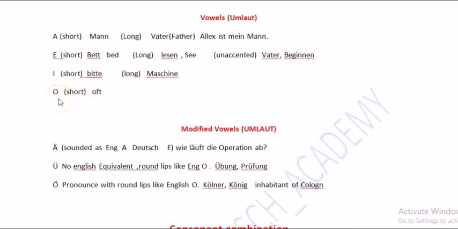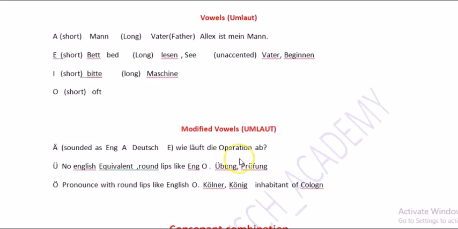Now O is pronounced short. For example, here we write oft. Oft shows frequency. It means how frequently something is performed and done. For example, we say: Wie oft haben Sie einen Apfel gegessen? How many times have you eaten an apple?